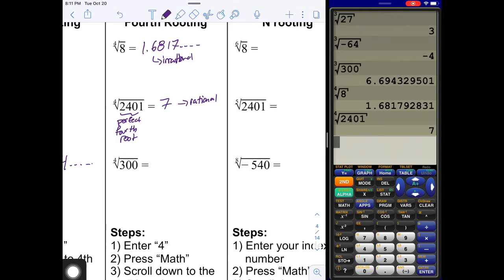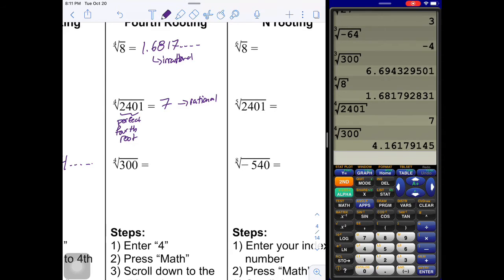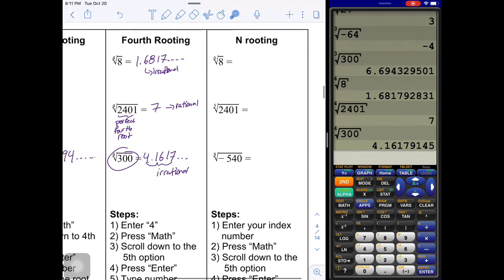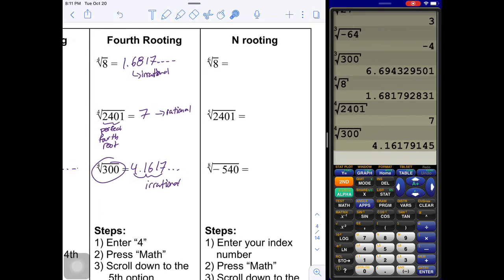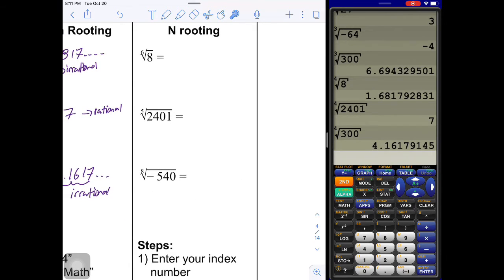Okay, let's go here. So again, math, 300, and that's another irrational number. Okay, so this is irrational. And I should mention it's the whole number, of course. This whole thing is irrational because it's a decimal number that doesn't have any pattern, and it never ends. Okay, now how about just n-th rooting?